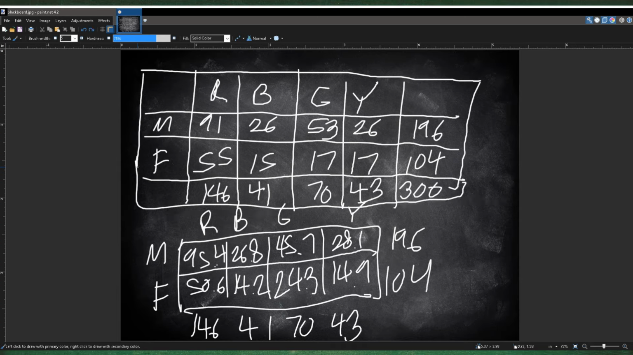It's the same idea as the chi-square test of homogeneity. You press menu, go down to matrix, number 7, then go to 1, which is create matrix. Number of rows, you have 2 because of males and females, right? And the number of columns is 4 because you have red, blue, green, and yellow. Then press OK and plug in the numbers: 91, 26, 53, and 26.